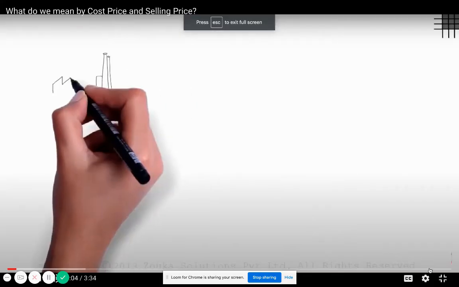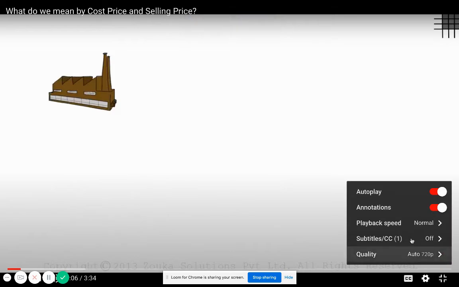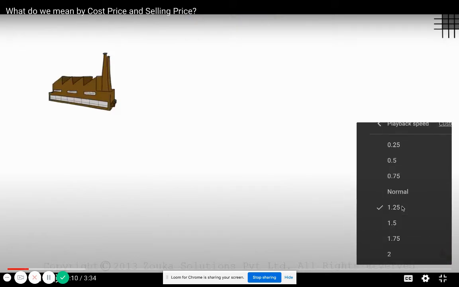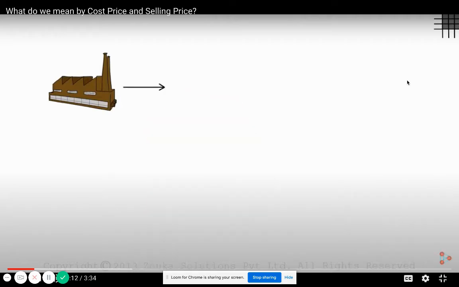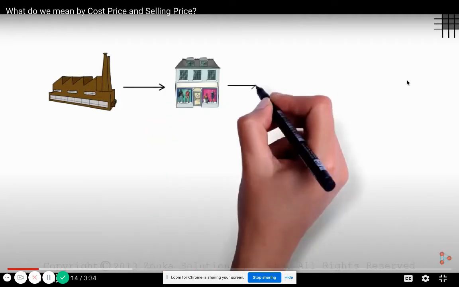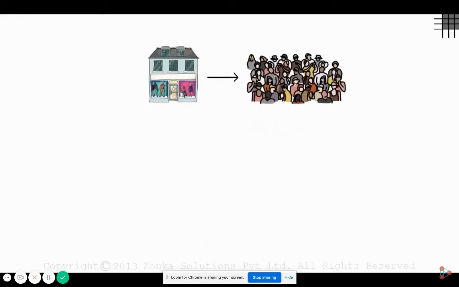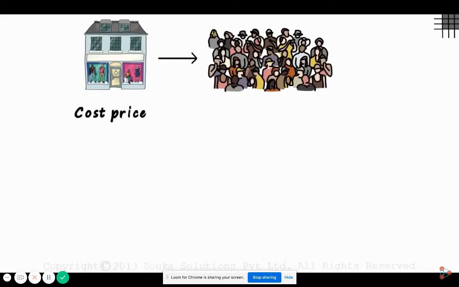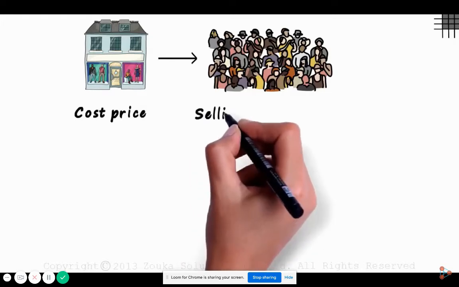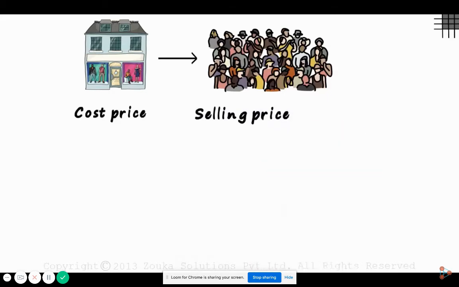Generally, big businesses have very few manufacturing units, so they cannot go to each person and deliver their products. Hence, they deliver it to shops, which in turn sell it to people. So in this case, the cost price will be the cost for the shop. It is the price at which the shop buys the products from the factory and the other minor costs that the shop incurs. And the selling price will be the price at which the shop will sell it to the people.